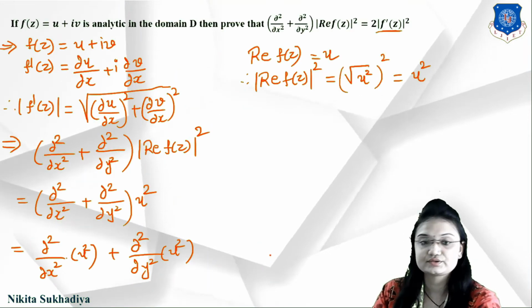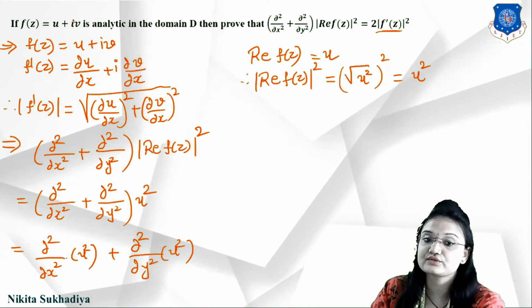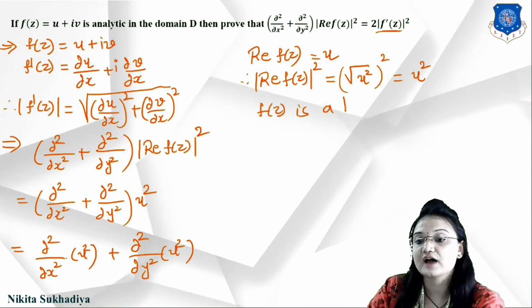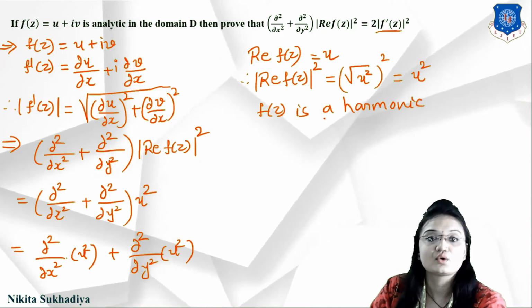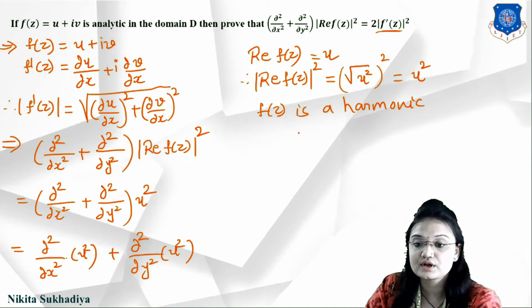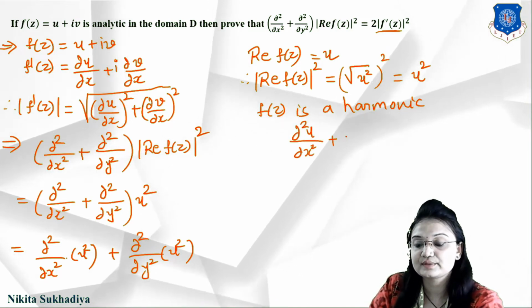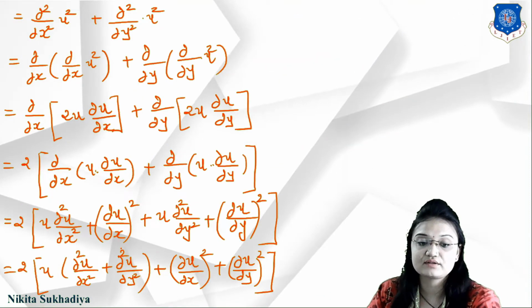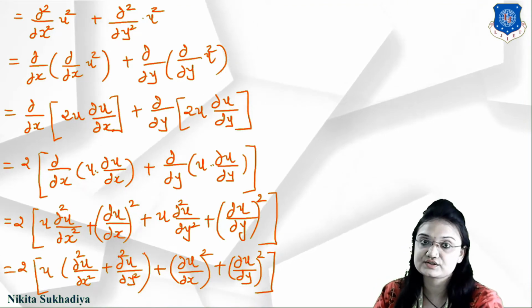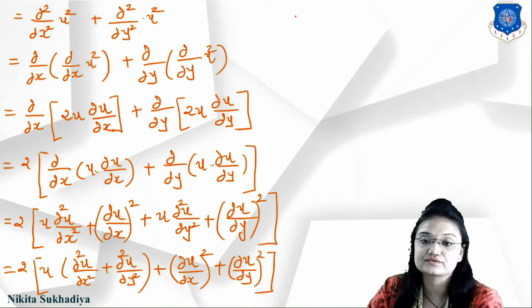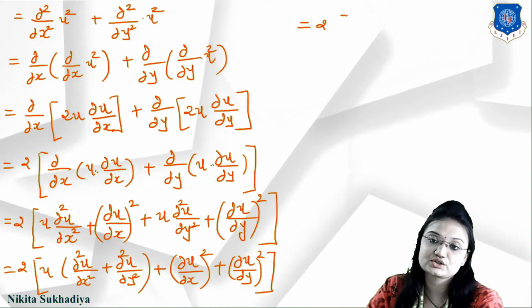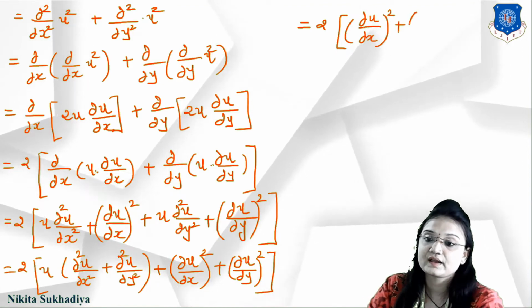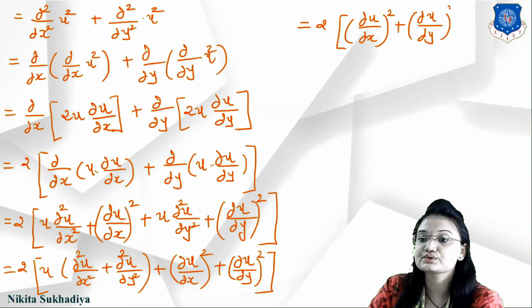Okay, now by the question we can clearly see that if the function f of z is an analytic function, then we can say that f of z is also a harmonic function. So if the function is harmonic, del square u by del x square plus del square u by del y square is equal to 0. So here this will become 0 because our function f of z is an analytic function. So this is 2, this will become 0, and here we have del u by del x whole raised to square and plus del u by del y whole raised to square.